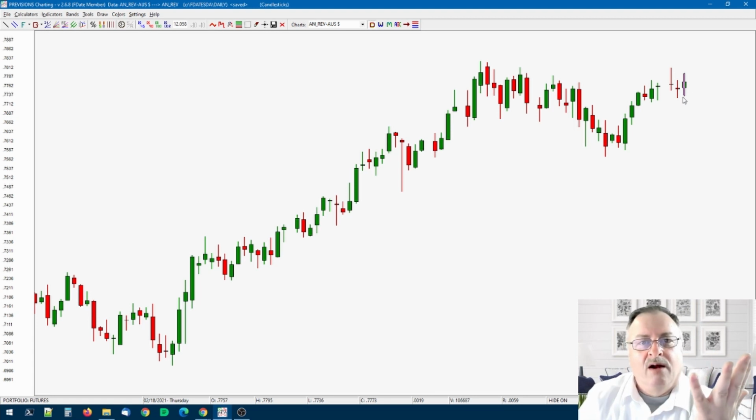And you have an inside bar. And an inside bar cannot be a swing top or a swing bottom.